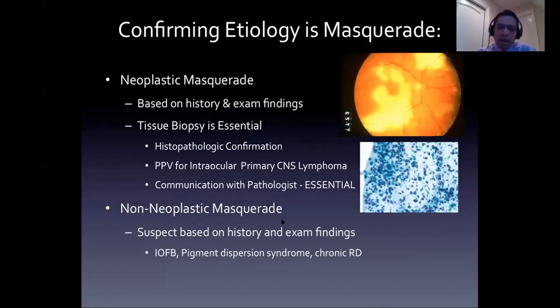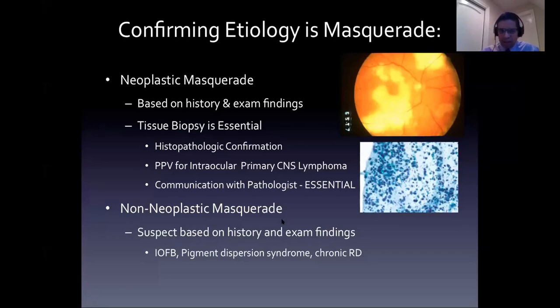Neoplastic masquerades have to be diagnosed based on histopathology. So pars plana vitrectomy, sometimes subretinal biopsy for patients who have primary CNS lymphoma is essential, and you have to communicate with your pathologist when you're doing the surgery and obtaining the specimen in order to make the diagnosis. If you don't have a pathologist that's competent, or you don't talk to the pathologist, they're not going to know what to look for, and you're going to miss an opportunity to make a life-saving, potentially life-changing diagnosis.